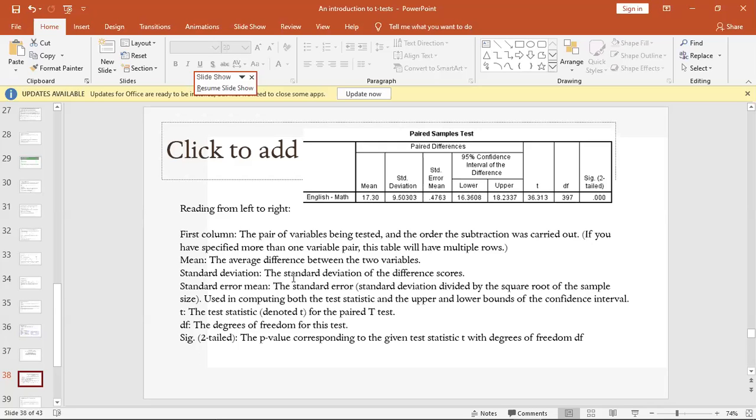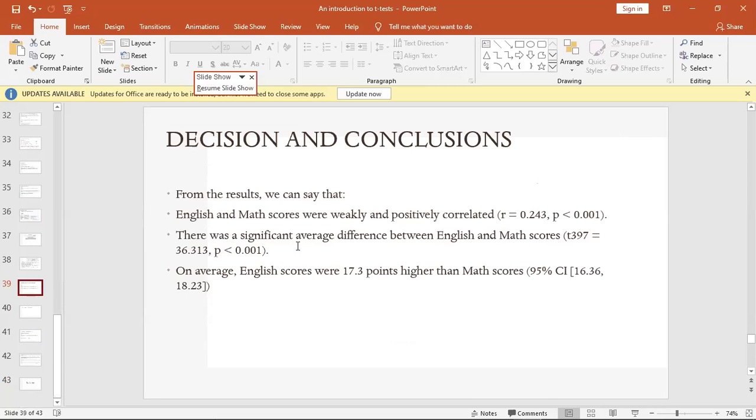74.30. Decision. From the results, we can say that English and math scores were weakly and positively correlated. In the first table, I told you that it is correlated, and there was significant average difference between English and math. As I told you, we have to reject the null hypothesis because the value is very low. And another thing we can conclude is the English score was 17.3 points higher than the math score.